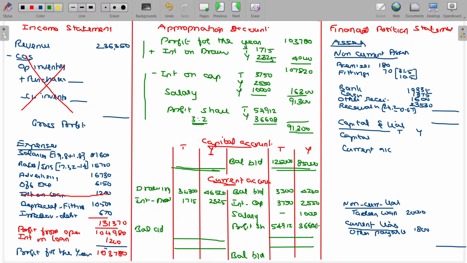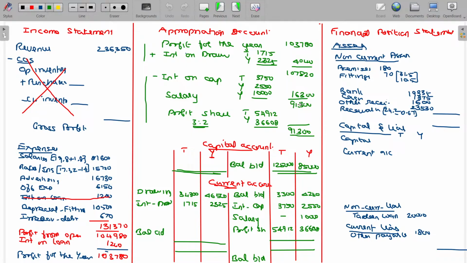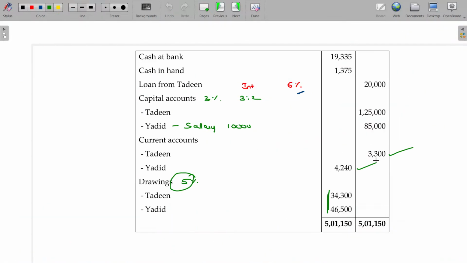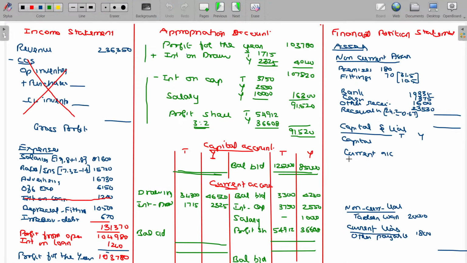Right. Now if you tally, what's the balance you are getting? So this number is 91,520. And current account, in case of Y it shows in the debit side, means negative. So for Y, I have to post that value in the other side, 4,240. Balance brought down.